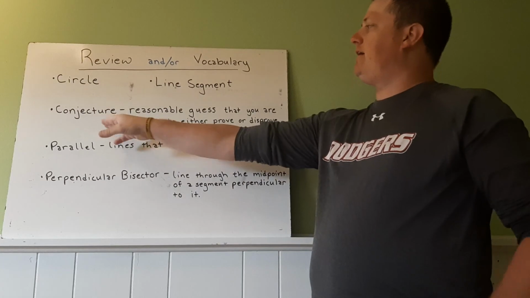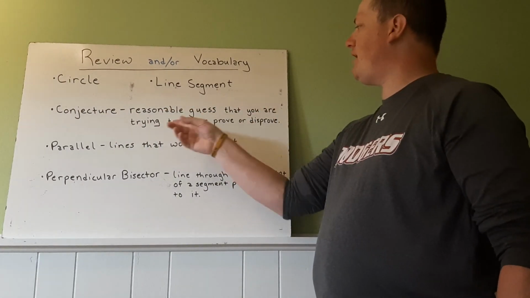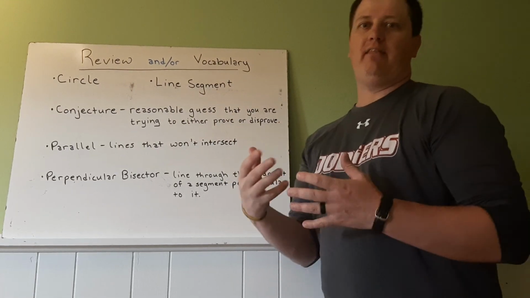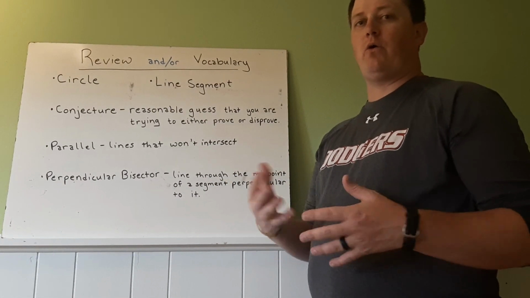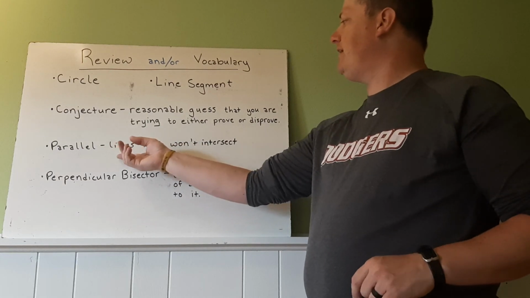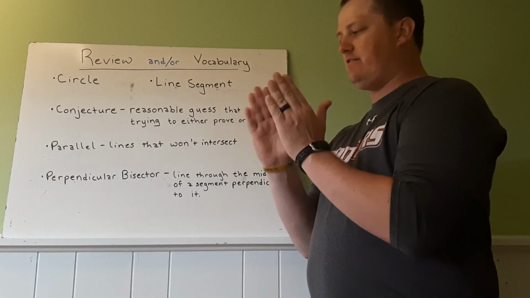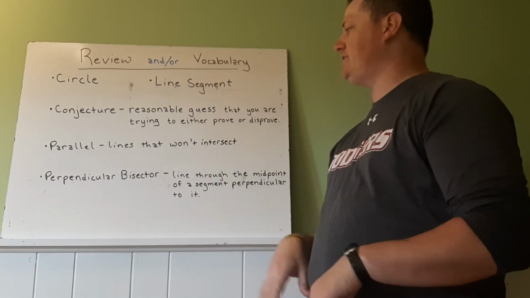All right, conjecture. Conjecture is a reasonable guess that you are trying to either prove or disprove. So think of it kind of like a hypothesis from science. We're trying to either prove it or disprove it. Next, we have parallel lines, lines that won't intersect. So we're looking at lines that are going at the same slope and will never cross each other.